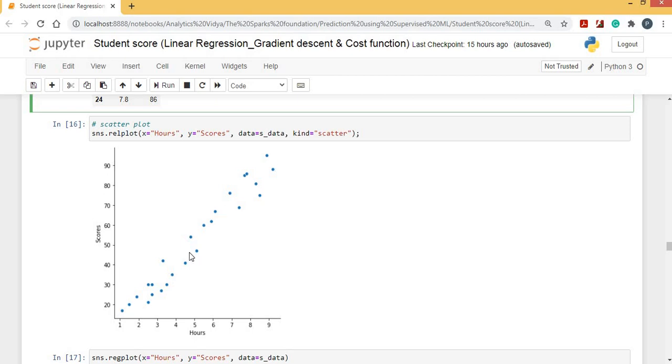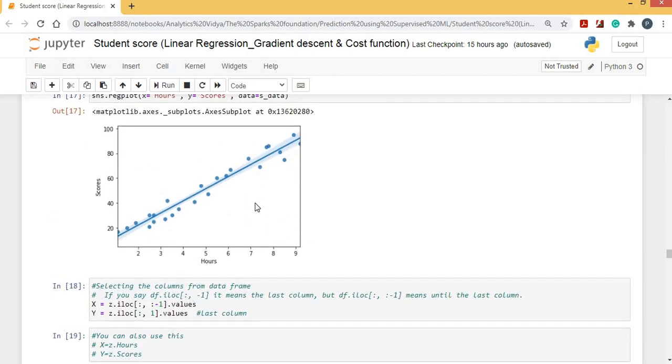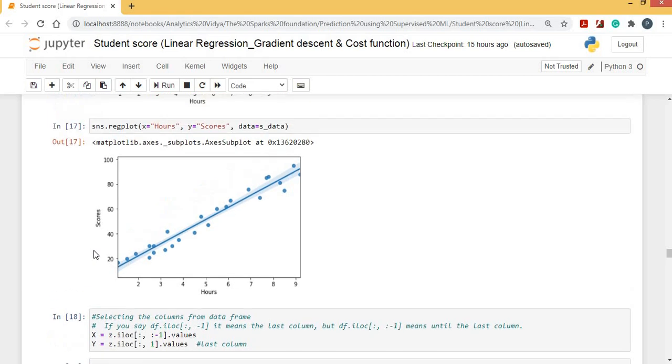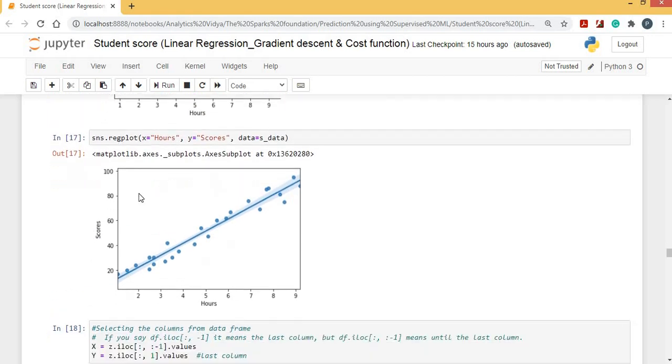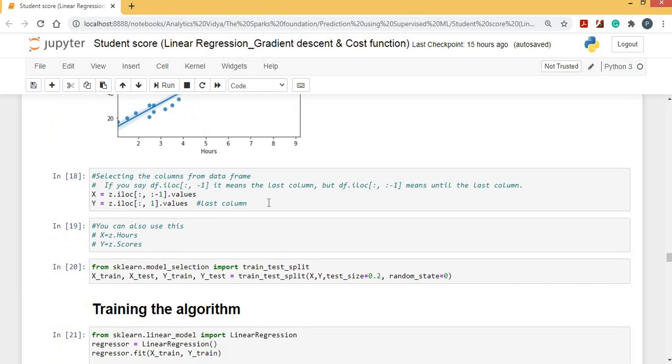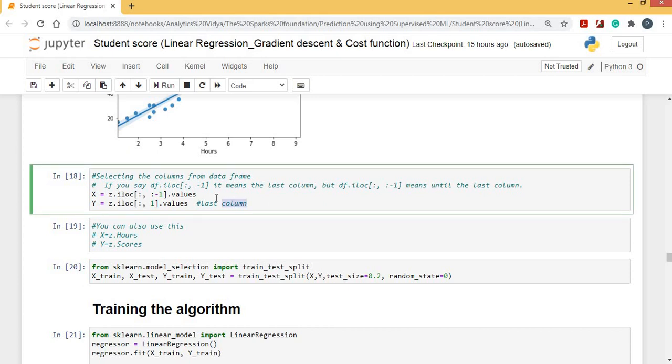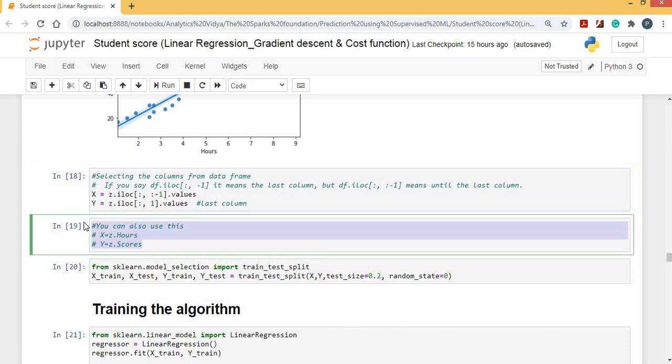As you can see, all the points, the 25 points over here, and this is just a linear regression line, a REG plot. And over here we are fetching columns from our data frame. So we have got x and y. We can also do it by simply writing z.rs and z.scores, right?